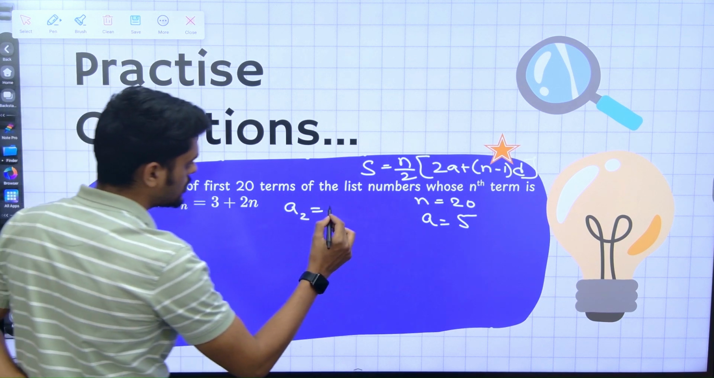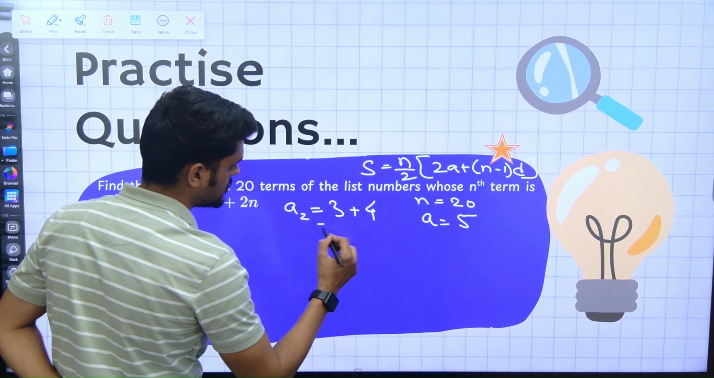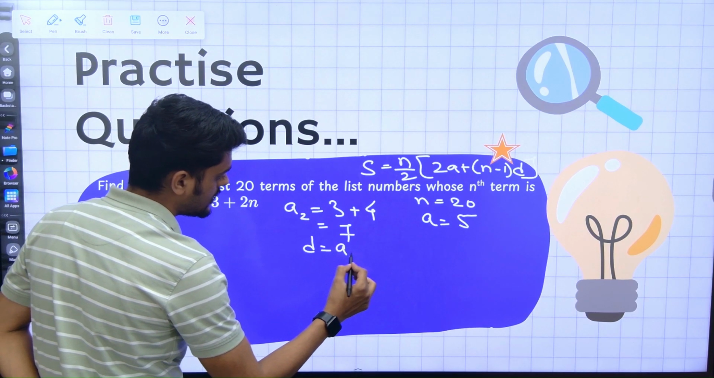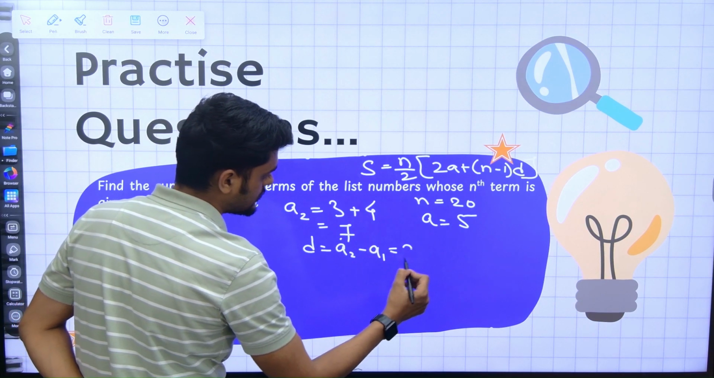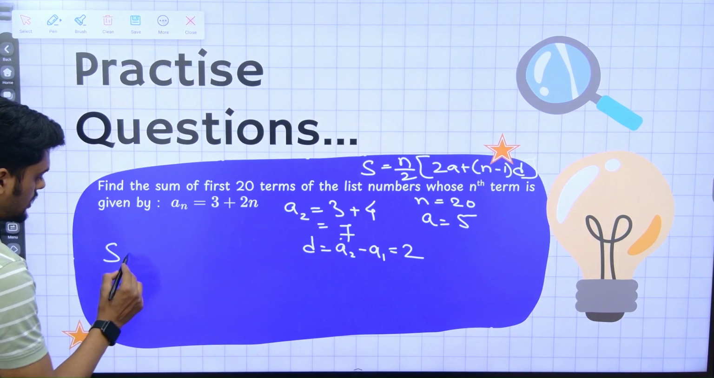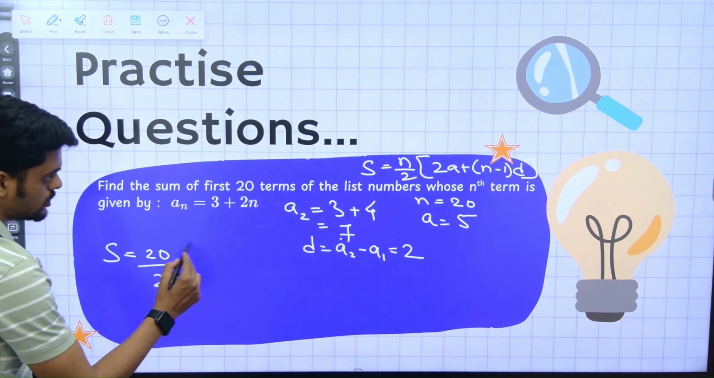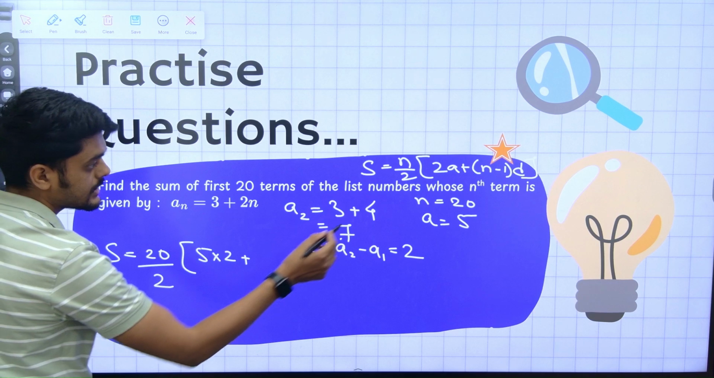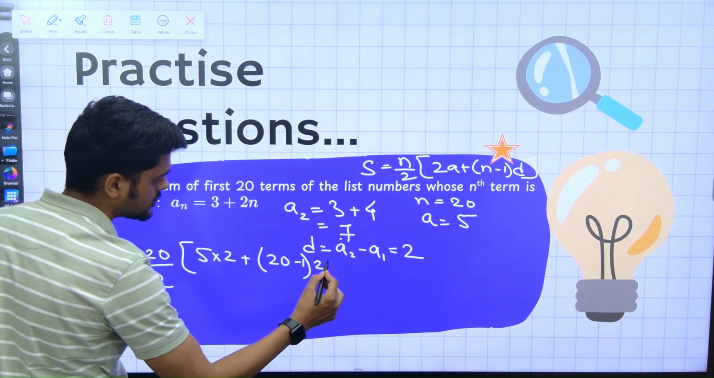So a2 would be what? 3 plus 2 into 2 is 4, and that would be 7. Now, the difference would be a2 minus a1. It's going to be 7 minus 5, that is 2. Now, put all the values in this given formula. That would be sum 20 by 2 into twice of a, 5 into 2, plus n is what? 20. 20 minus 1 into d, which is 2.